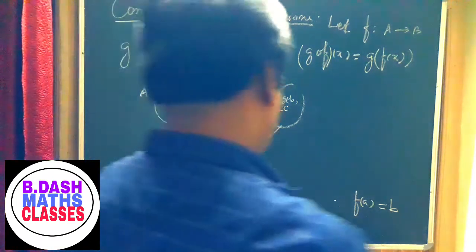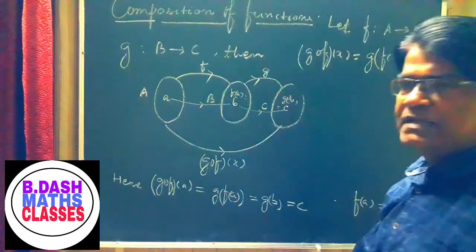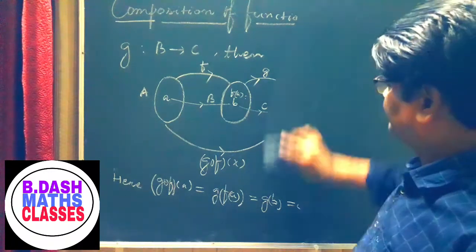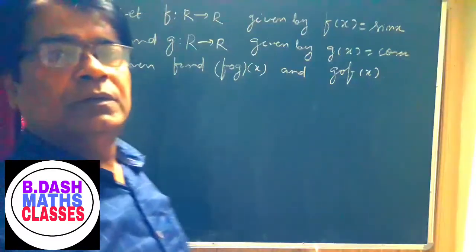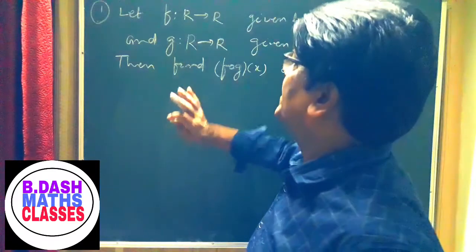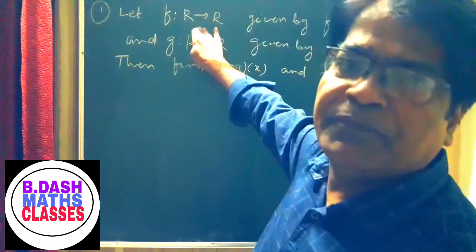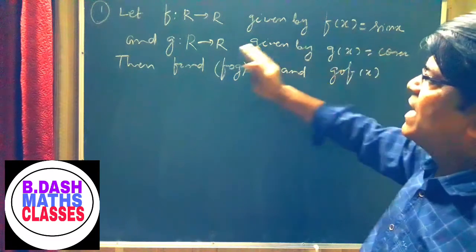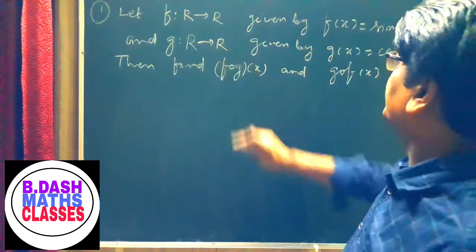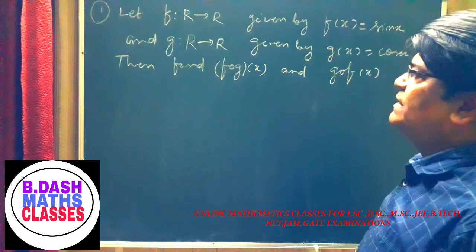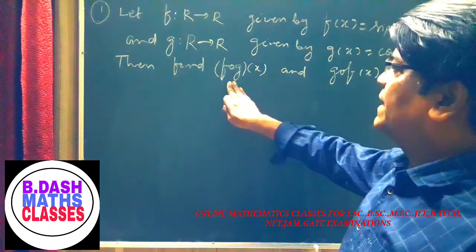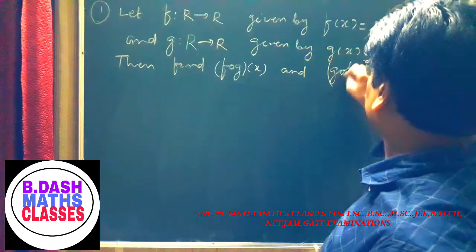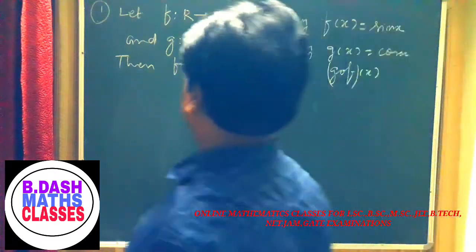So let us solve problems on composition of functions, by which the idea will be more clear to you. Okay, so this is the question. Here f is a function from set R to R, R is the real numbers, given by f(x) equals sin x, and g is a function from R to R given by g(x) equals cos x. Then we have to find the composition function f∘g of x and the composition function g∘f of x. Now solution.